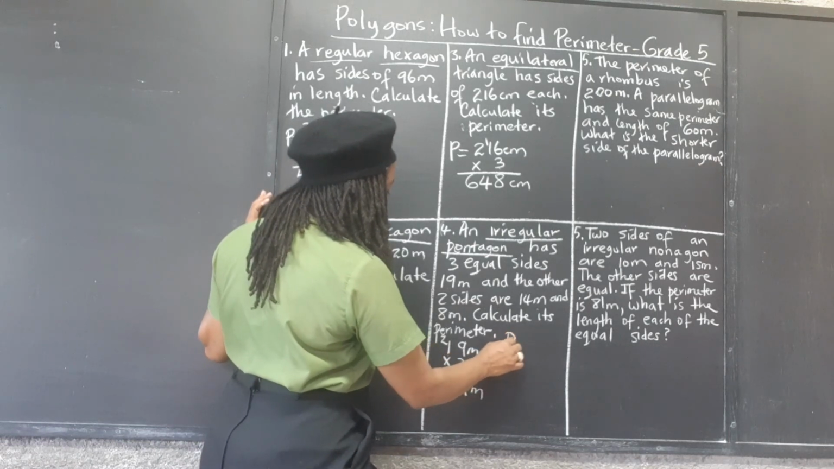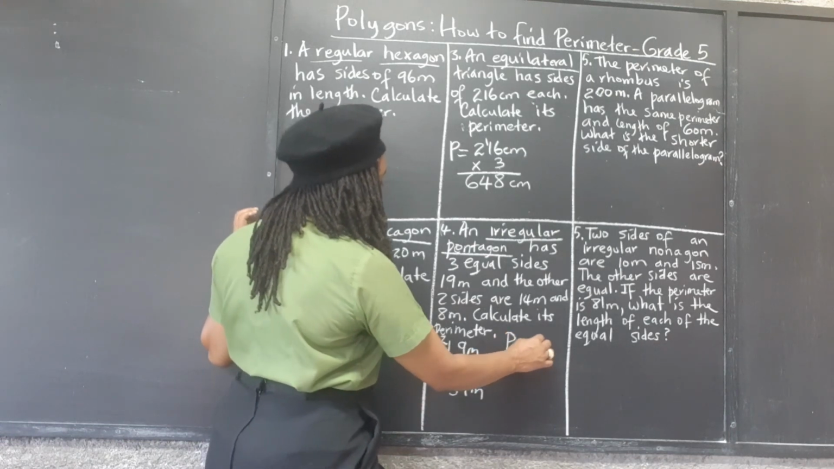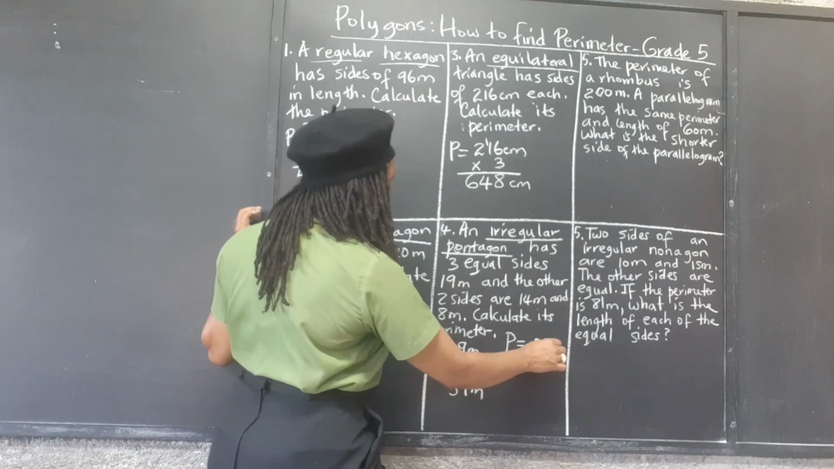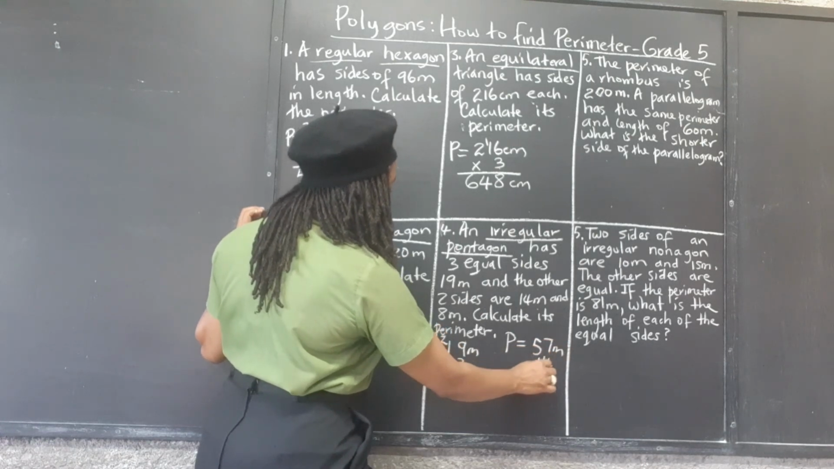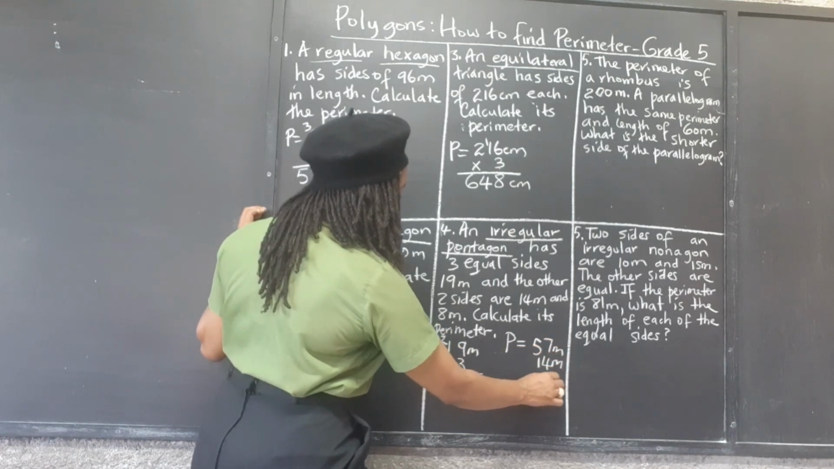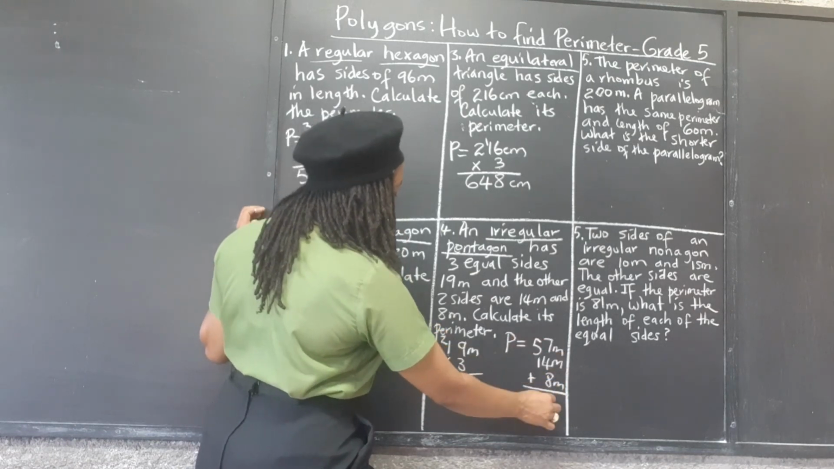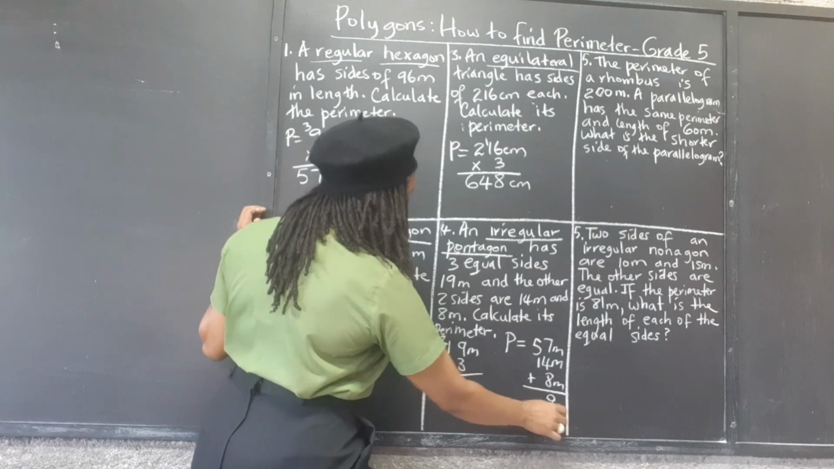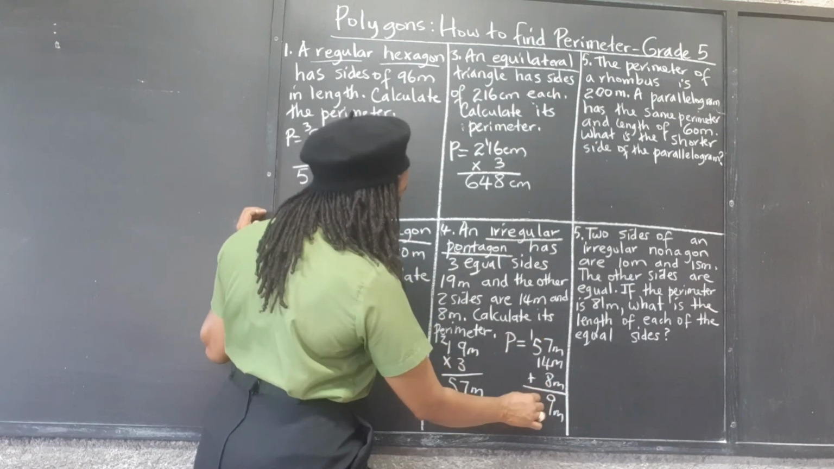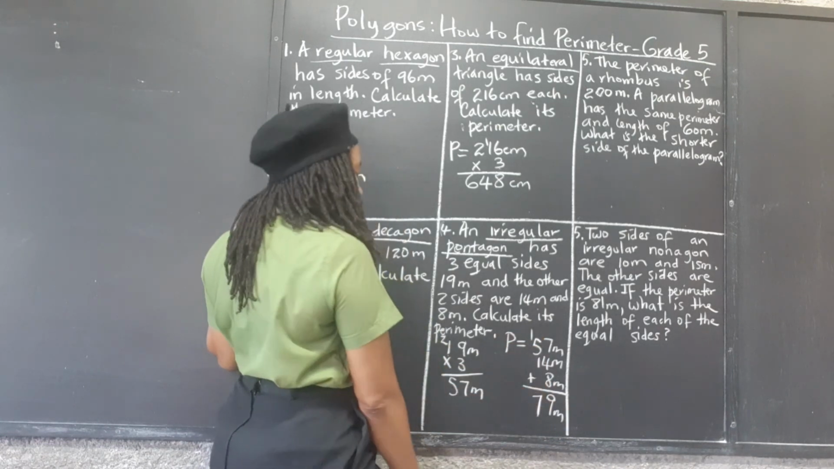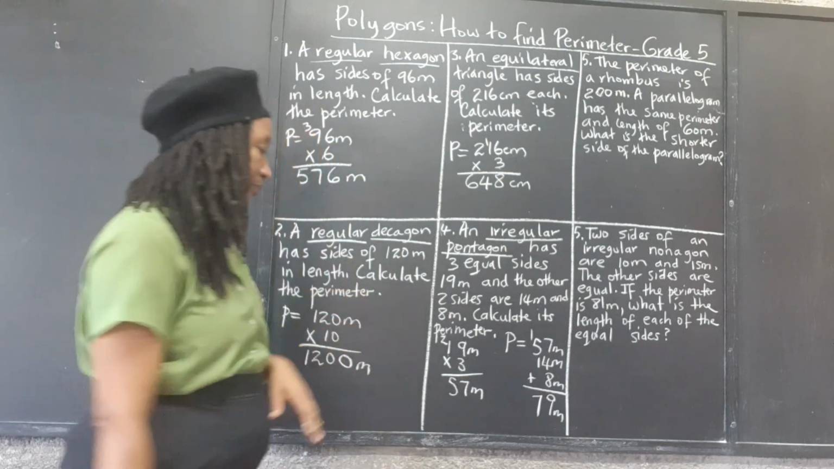So the perimeter, the total distance, would be the 3 equal sides plus the 2 that are not equal, adding all of those sides. So 8 and 4, 12 and 7, 19, and 5 and 1, 6 and 1, 7. 79 meters in all.